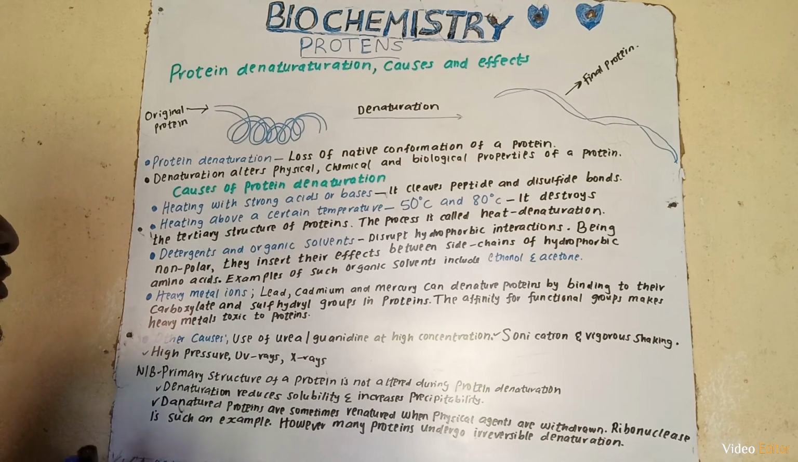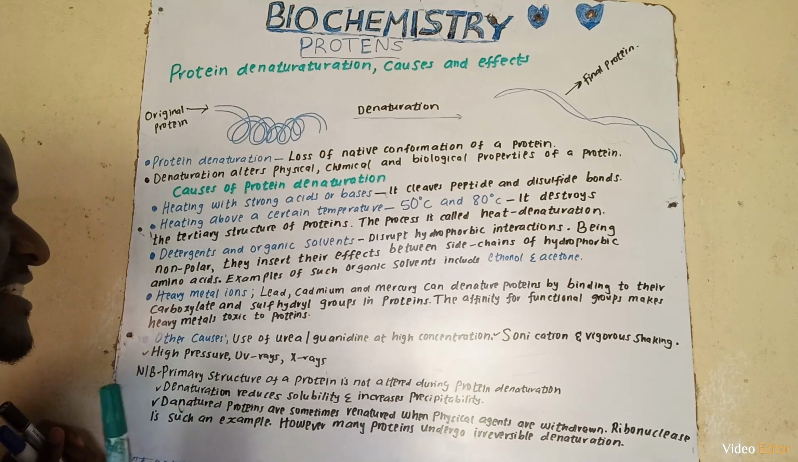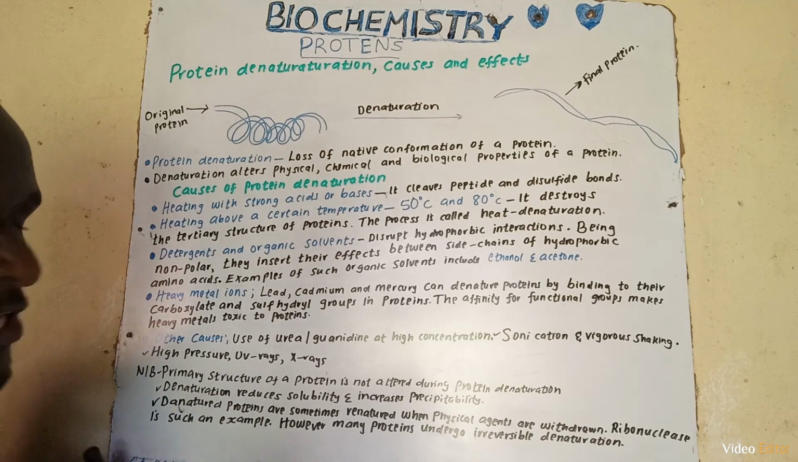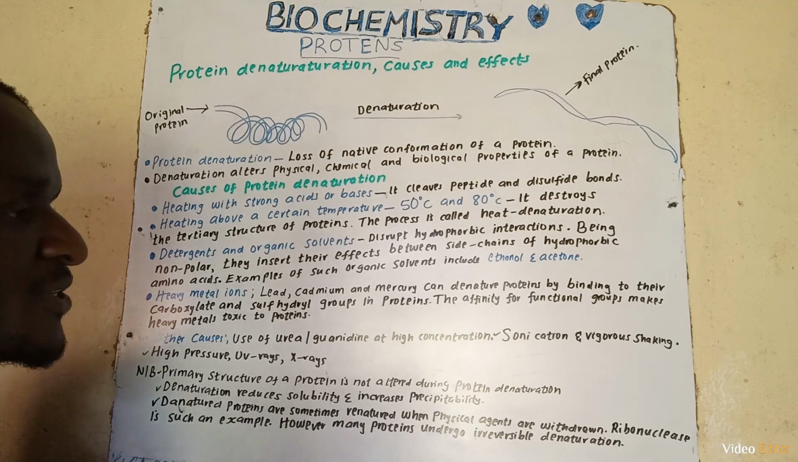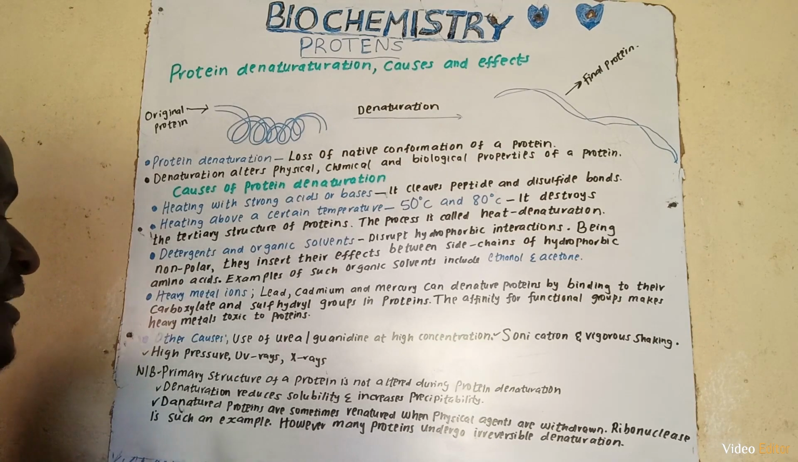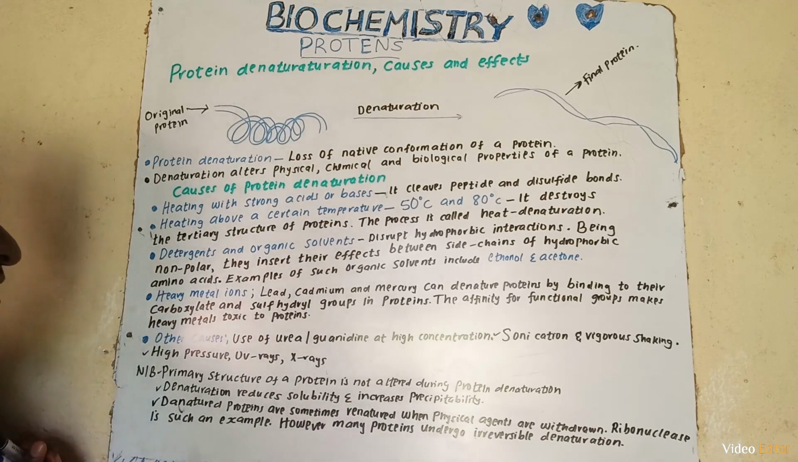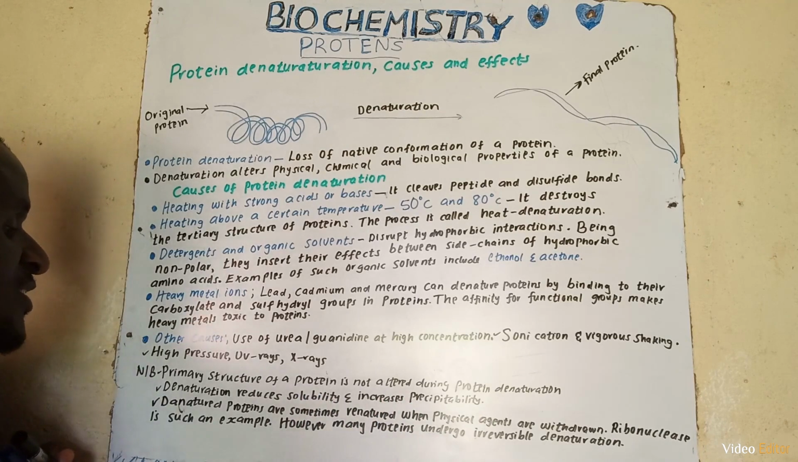Another cause is heavy metal ions. Lead, cadmium, and mercury can denature proteins by binding to their carboxylate and sulfhydryl groups in proteins. The affinity for functional groups makes heavy metals toxic to proteins. Other causes: use of urea or guanidine at a high concentration, sonication and vigorous shaking, high pressure, UV rays, and also X-rays. And B, the primary structure of a protein is not altered during protein denaturation.